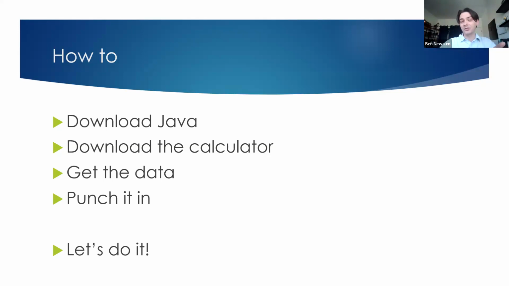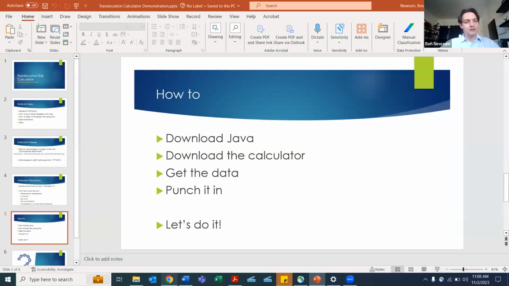How did they find out about the translocation? Sometimes you might know the translocation from the records, but not know how the patient got the information. So you can also use the calculator during the session to get a risk assessment on the fly. And then, of course, just putting in the data, it's very straightforward. So with that, let's get down to it.